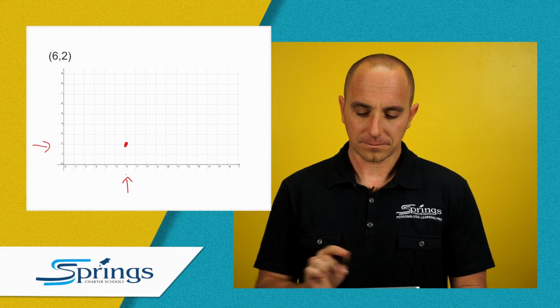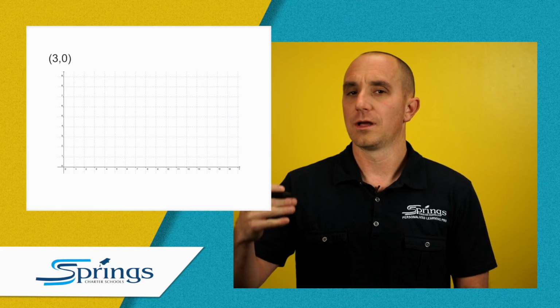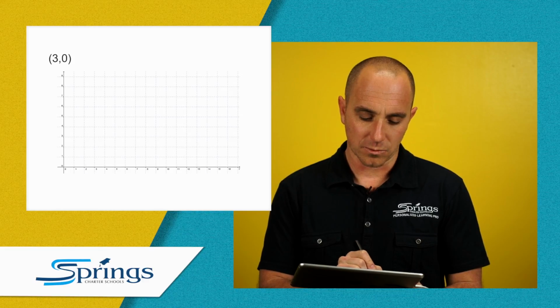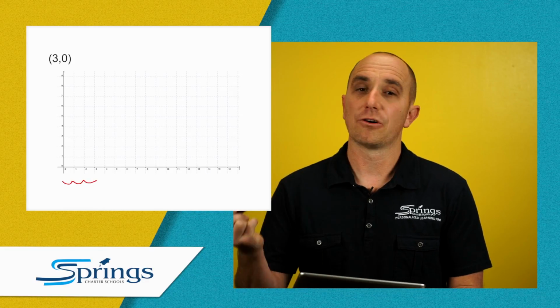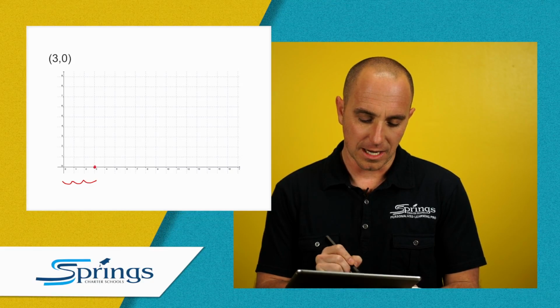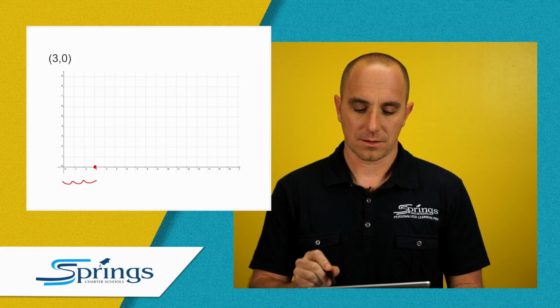All right, let's try 3, 0. So we talked about 0 before. Last time we had 0 on the x-axis, so we didn't move. Well, this time the 0 is on the y, so we are going to go over 3 spots. So you think about it as 1, 2, 3, but we're not going to go up at all because we're going up 0. So our ordered pair would just be right there on the line at 3, 0.